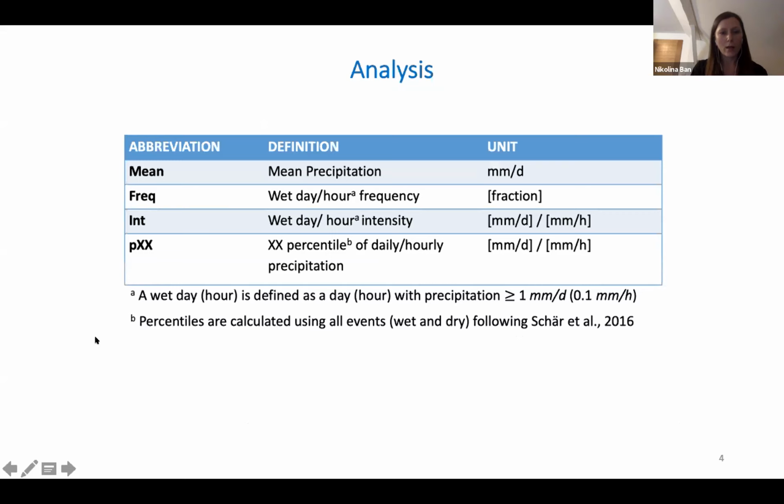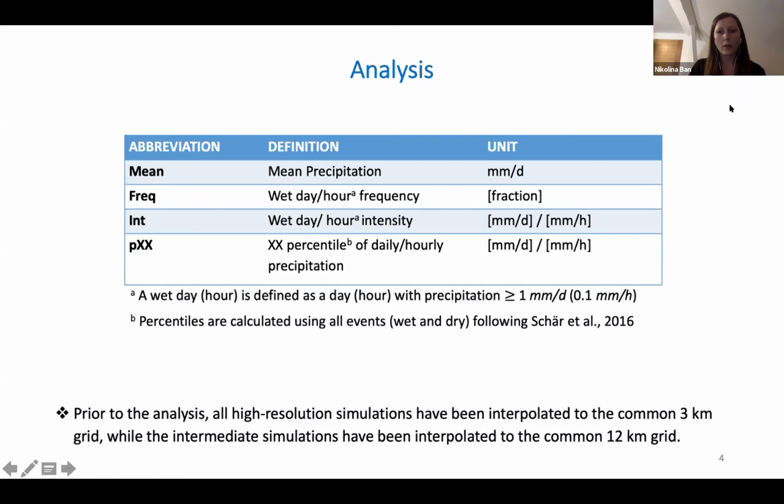And here is just a table of the indices that we look into. They're very simple ones, like mean precipitation, precipitation frequency, precipitation intensity, and then for heavy precipitation, we use percentiles. And we look into that for both daily and hourly precipitation. It is important to note that we calculate percentiles using all events, so including wet and dry events, and not only wet events as is done in some previous studies.